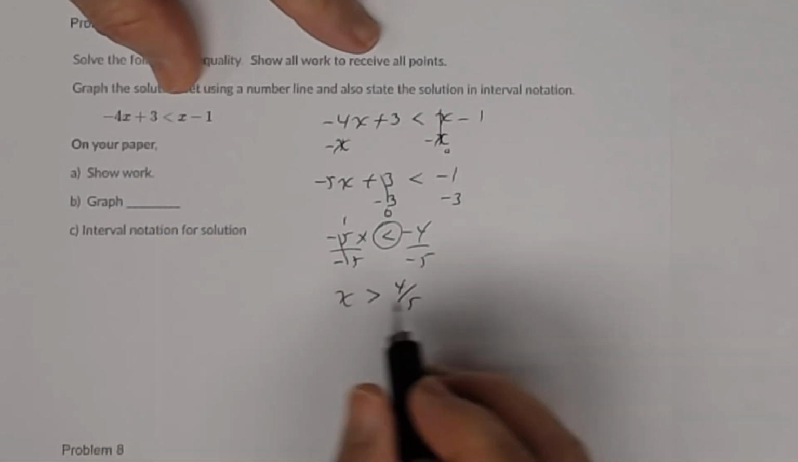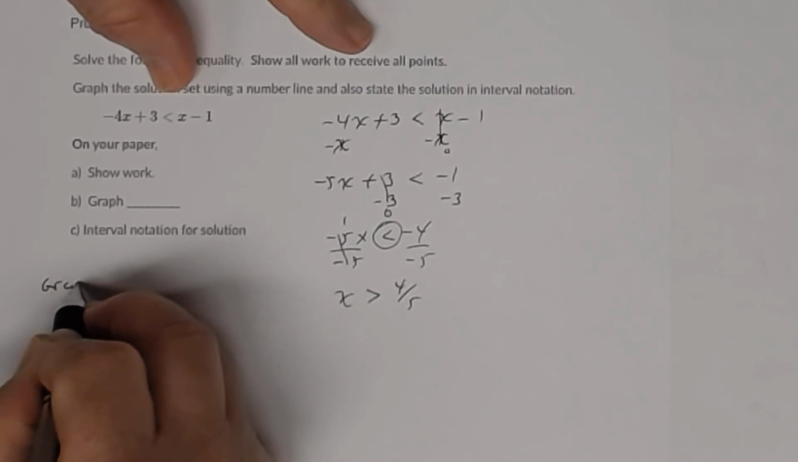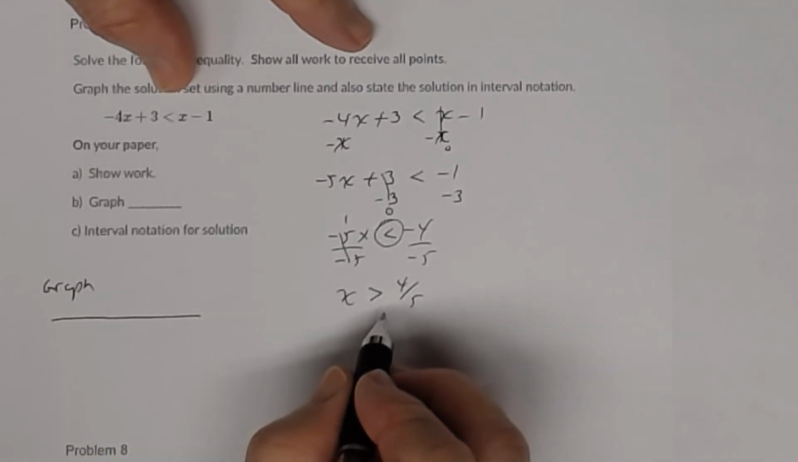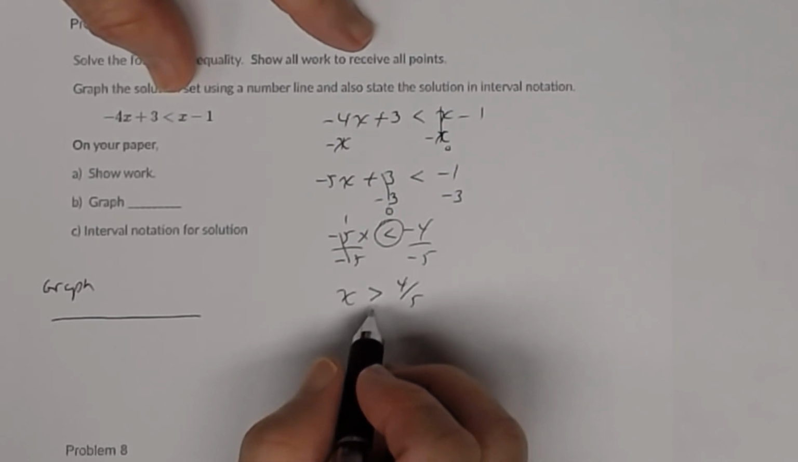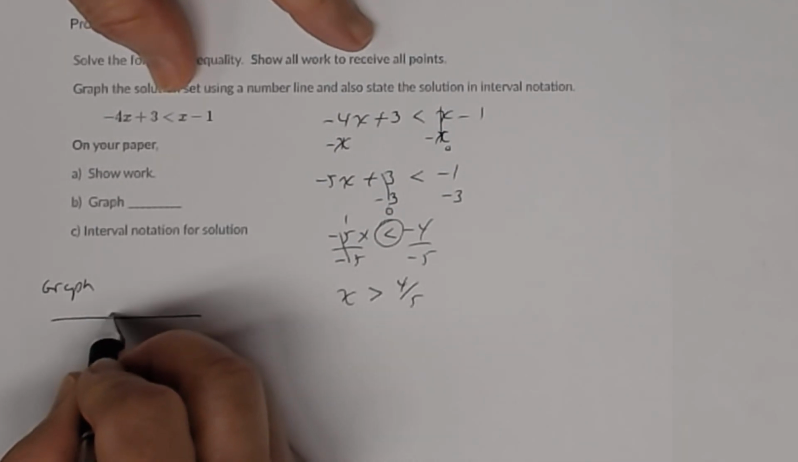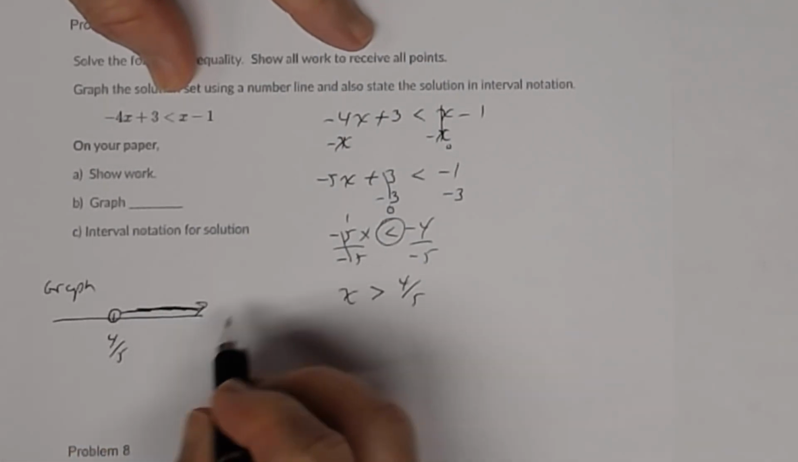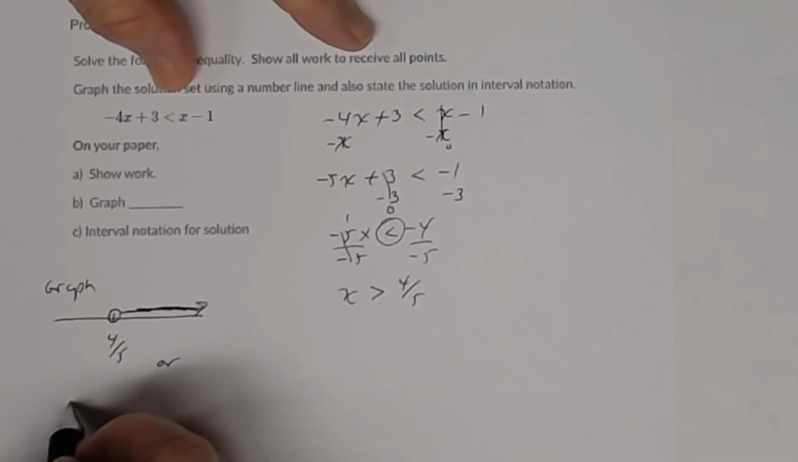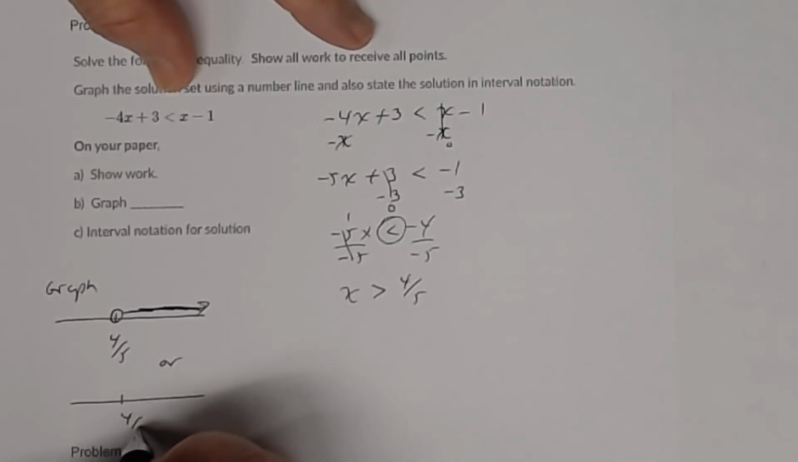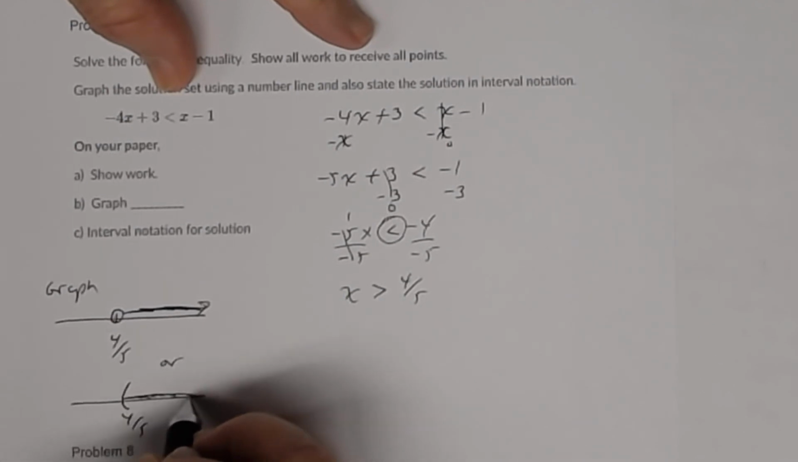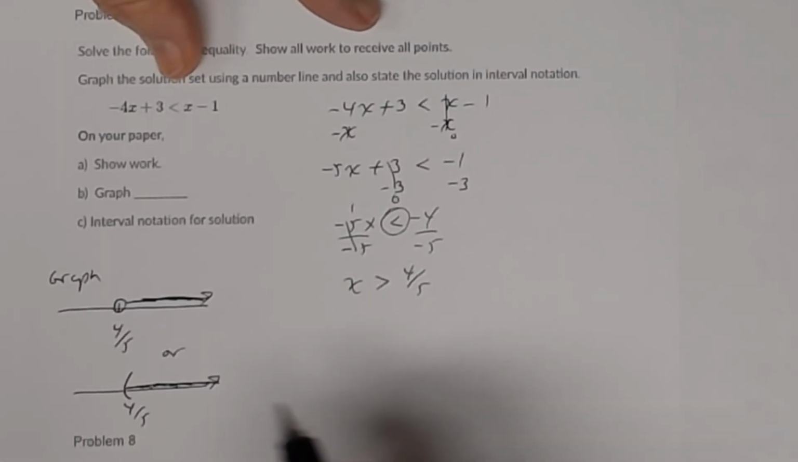All right, and so the graph, so let's do the graph here. So the graph, you can use parentheses. Since there's no equal sign, it will be parentheses or open circle. So let's say this is 4/5. So you'd have open circle going to the right. Or you could have 4/5, parentheses going to the right. Okay, so any one of those is fine.